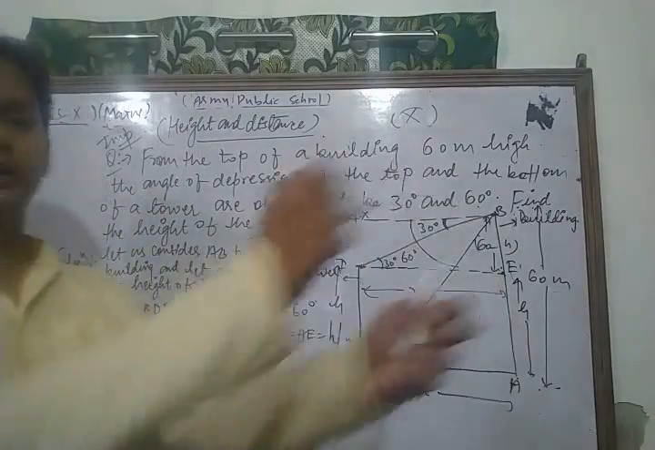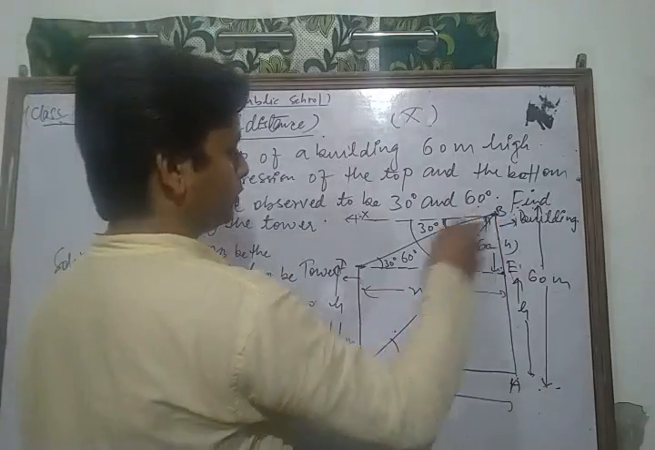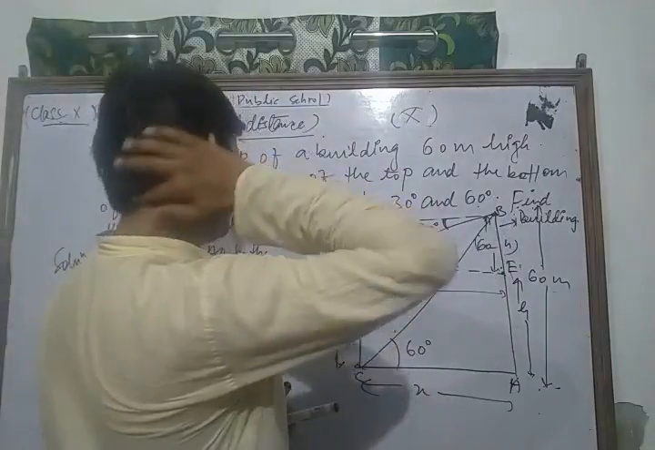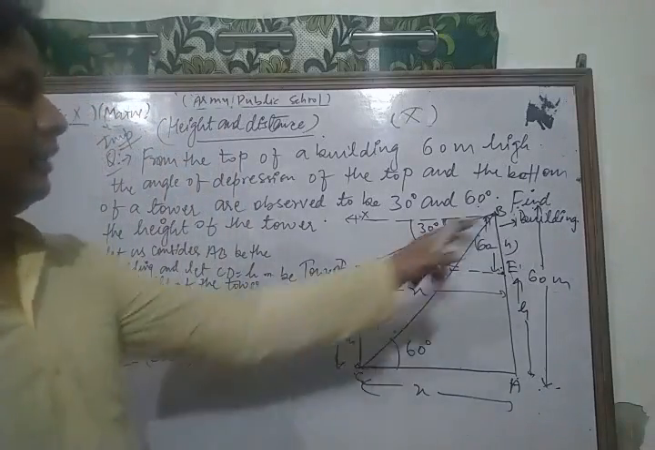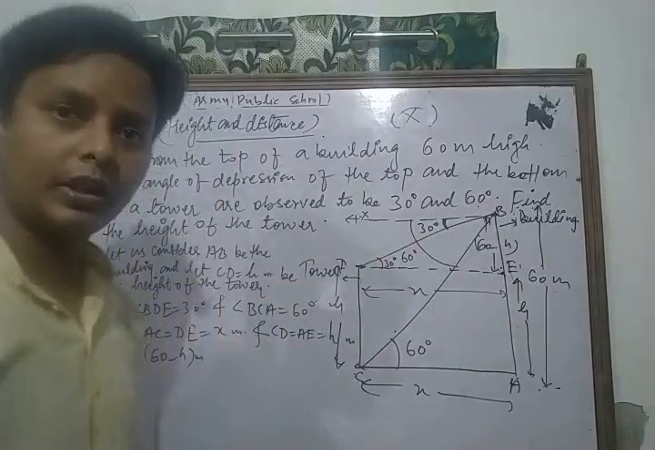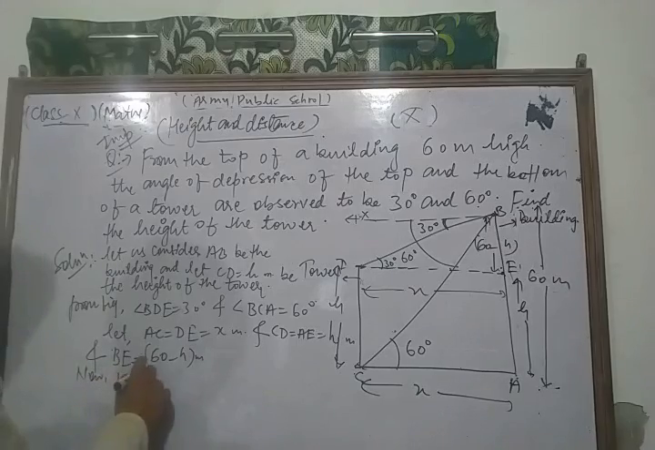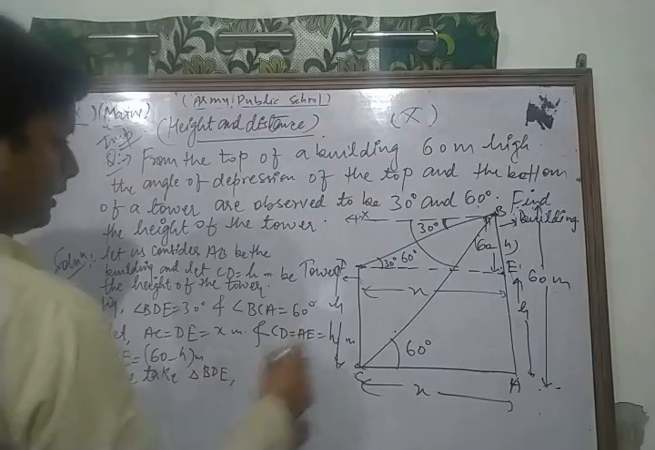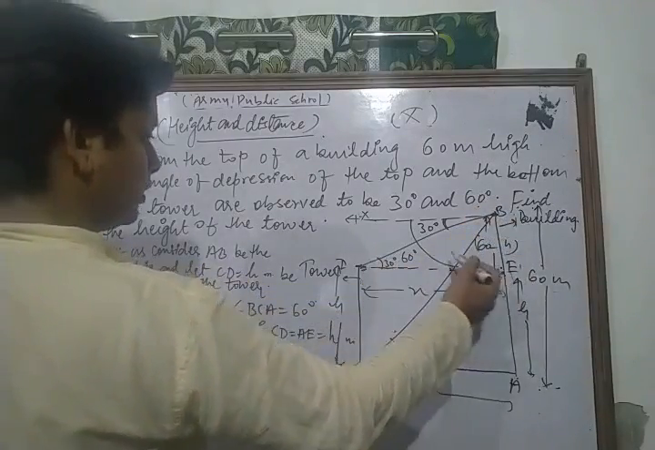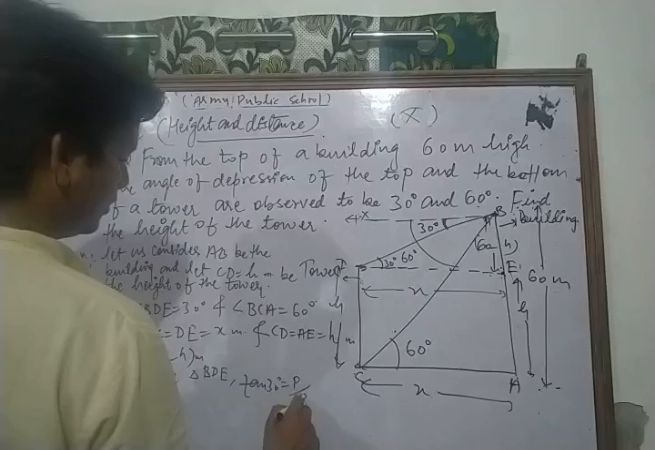Okay. Now in that figure we form two triangles, BDE and BCA. First of all we take triangle BDE. This is the perpendicular, this is the base, so we apply tan 30, and tan 30 is perpendicular upon base.